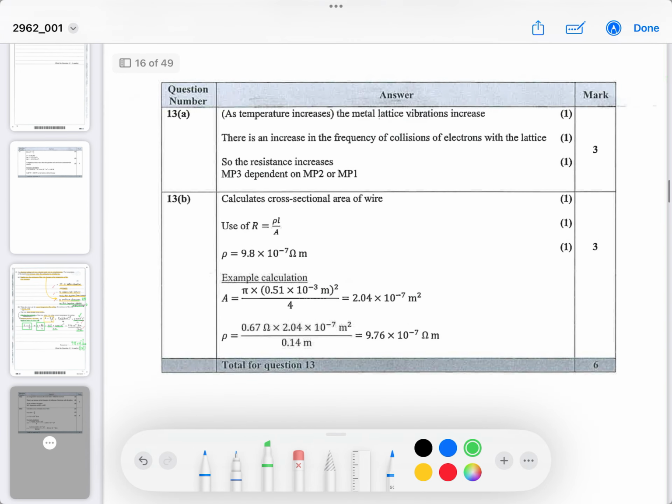There's the mark scheme if you want to have a look at it while I take another sip of tea. Yes, it's green tea.